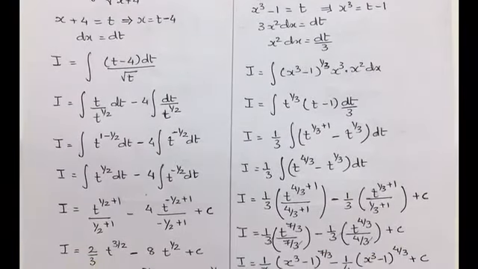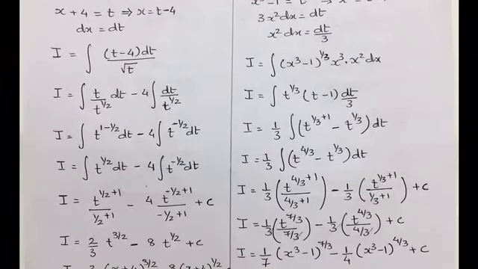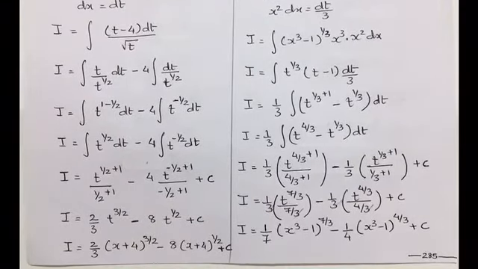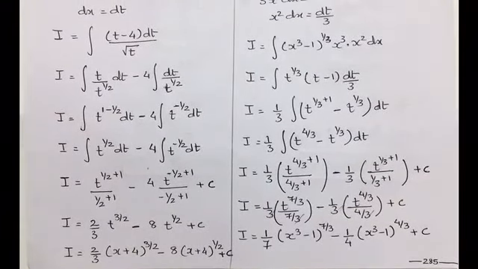Integrating by using x raised to n plus 1 upon n plus 1 form, we'll get here half plus 1 upon half plus 1, and for t raised to minus 1 by 2 we get here minus half plus 1 divided by minus half plus 1. Half plus 1 is 3 by 2 divided by 3 by 2, so 2 goes up and 3 remains down, and t raised to half upon half, so 2 gets multiplied with 4 makes it 8.